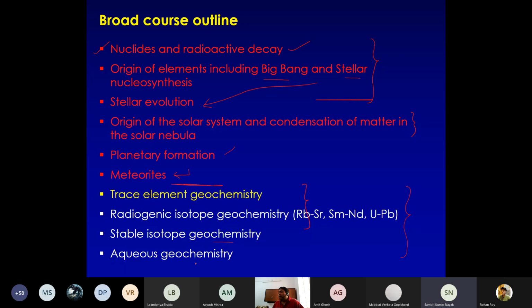Most of the trace element geochemistry part that I teach essentially deals with high temperature geochemistry, igneous systems, etc. Aqueous geochemistry is increasingly becoming an important field. So if time permits, I don't know. Most of the time I am not able to cover this part, but we will see. Okay, so this is roughly the broad course outline.